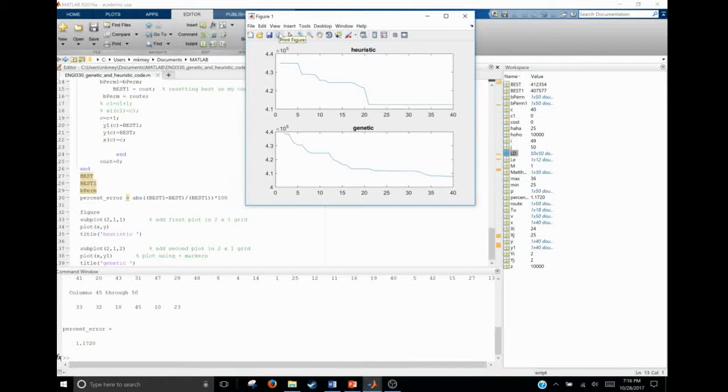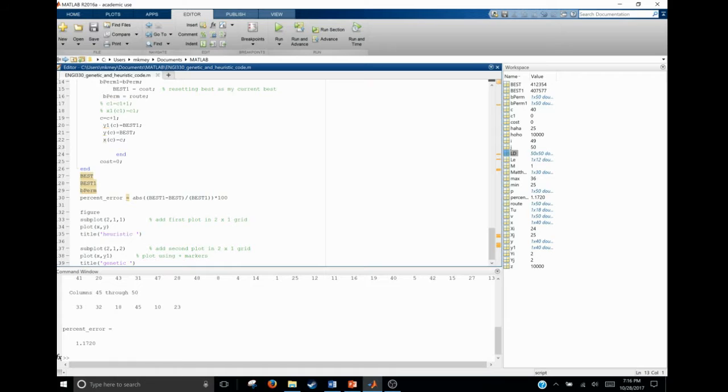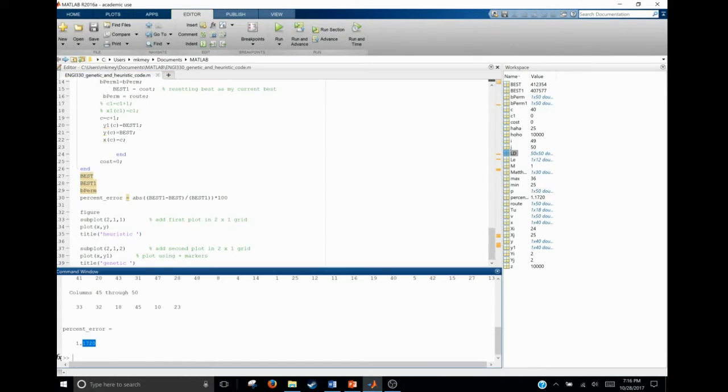And here we have our results. The heuristic's results are at top, and it stops improving at about 4.13. Meanwhile, the genetic graph, which is on the bottom, stops at around a little below 4.1. So as you can see, the genetic outperforms the heuristic. The heuristic is about 1.17% higher. Here we have the optimal solution given by the genetic algorithm.